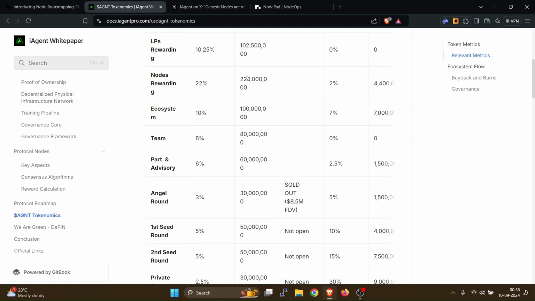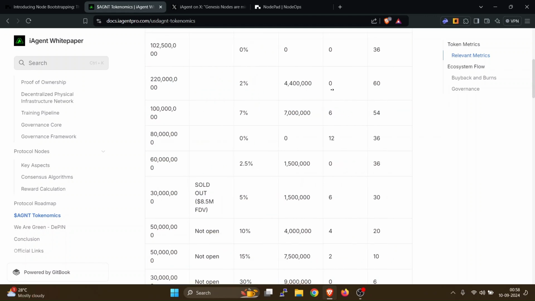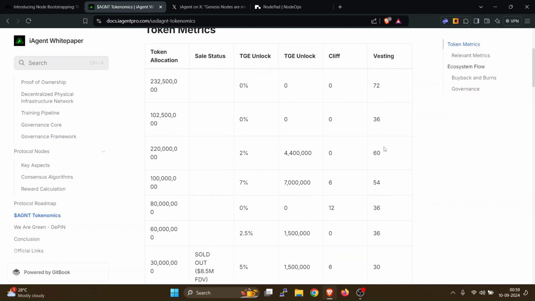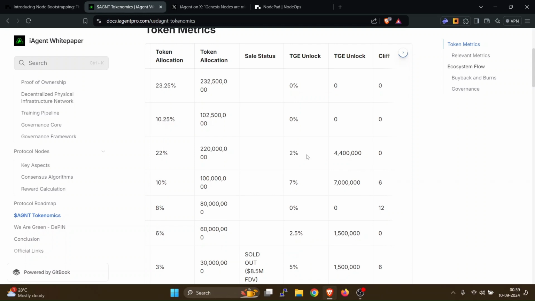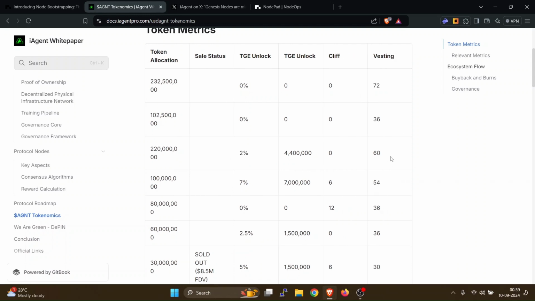The node rewards, which is the 220 million, are emitted over a 60-month vesting period. So you are earning the node tokens until the 60th month. For every month, you will get 2% unlocking until you get your full 60-month vesting token.